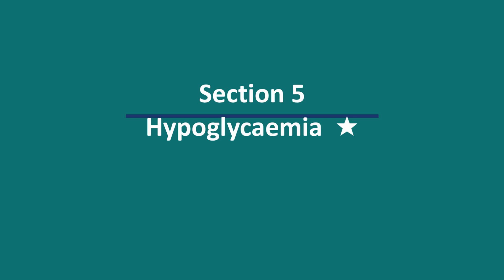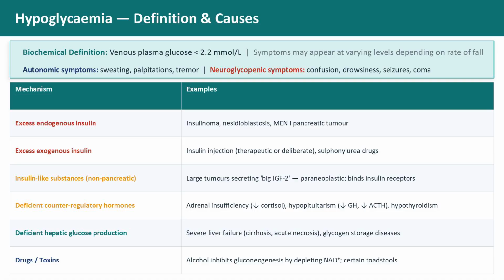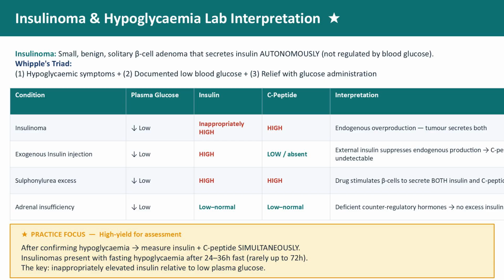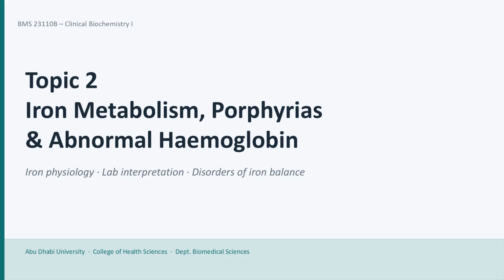We now transition to Section 5, where we will explore hypoglycemia. Hypoglycemia is defined by low blood glucose levels, with various causes ranging from excess insulin to drug interactions. Insulinoma and hypoglycemia lab interpretation involve assessing insulin and C-peptide levels to determine the underlying cause. Finally, we introduce Topic 2, focusing on iron metabolism, porphyrias, and abnormal hemoglobin.